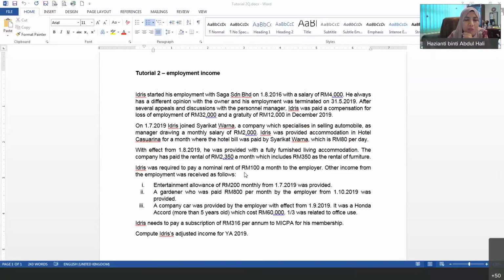Okay, enough of employment income. So this is a comprehensive question from section 31A until E, and you have to compute adjusted income. So normally in your exam later on, employment income biasanya soalan ni independent. One question for employment income. We do not combine with other topics.